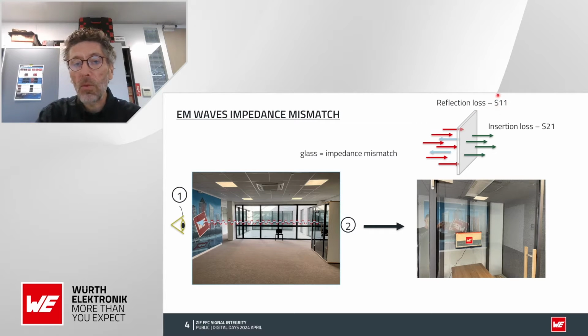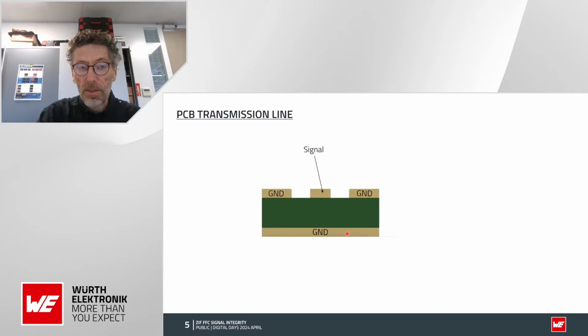This is called S11, because this is where the signal is sent and the signal is measured, 1 and 1. And S21, as you can see, is called insertion loss because this is sent from 1 and measured on 2. Quite easy. But of course, that's not the topic of today. The topic is signal integrity.